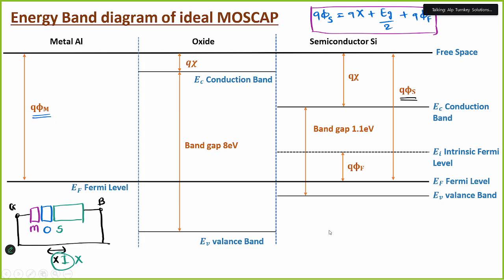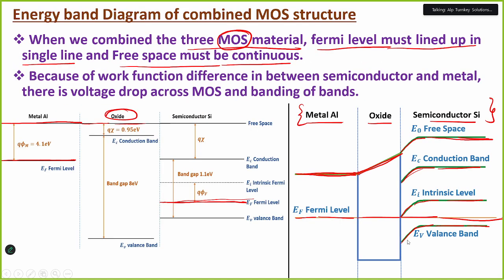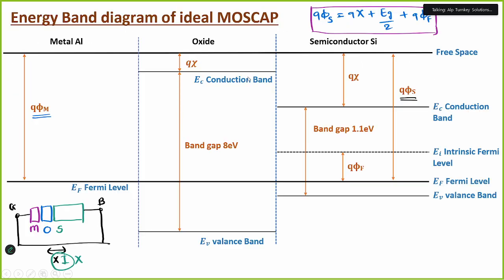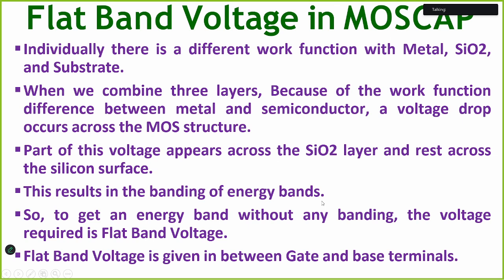So this is the basic ideal MOS cap, which means there is no tilt. The practical energy band diagrams are for the practical MOS cap. MOS means metal oxide semiconductor capacitor, the MOS capacitor. But for the ideal MOS, you will get a straight line: the work function will be a straight line, the free space will be a straight line, and the conduction band, intrinsic Fermi level, and Fermi energy level will all come in a straight line. So this is the energy band diagram for the ideal MOS cap. Next.